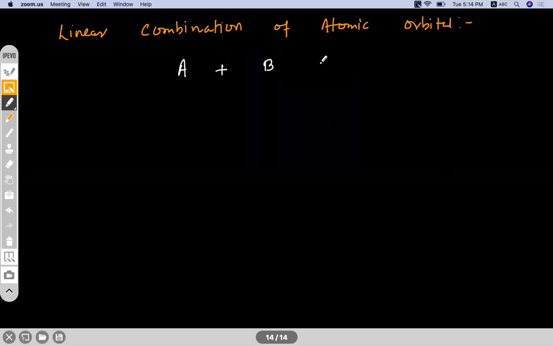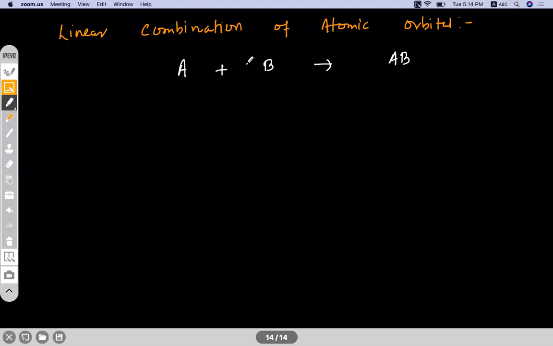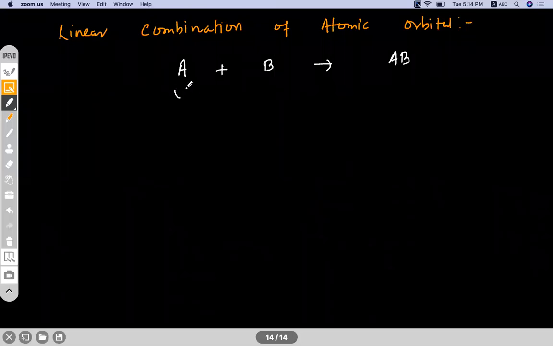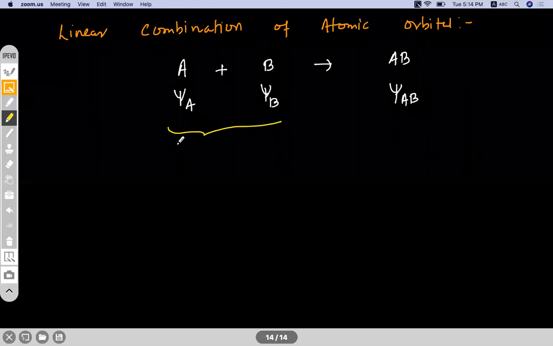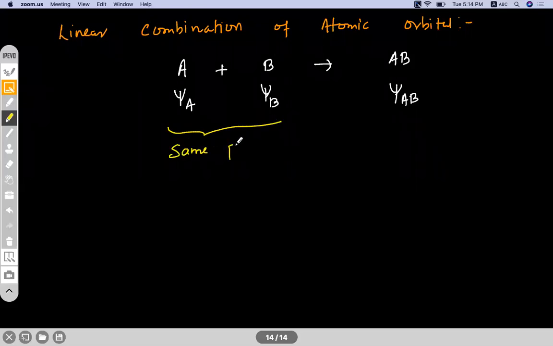When two atoms combine, they form a molecule. These atoms combine in two different ways. One possibility is that they have the same phase. Psi A and psi B are the wave functions of A and B, and psi AB is the wave function of AB. So A and B atoms will either have the same phase or opposite phase.